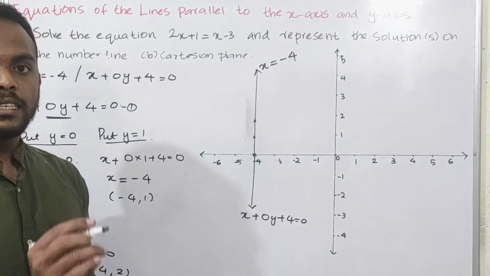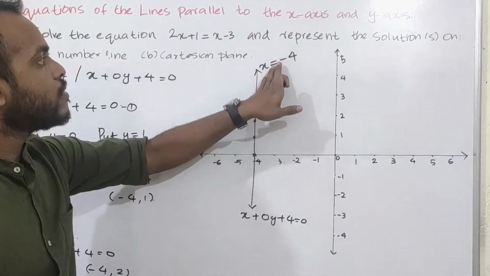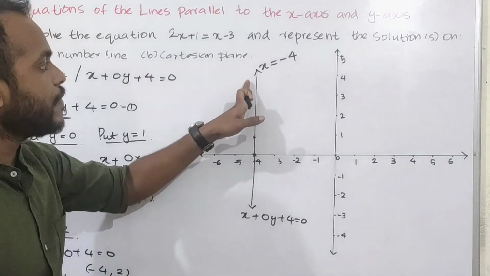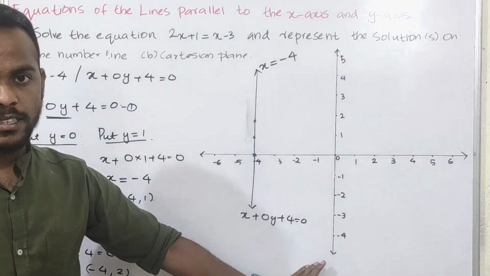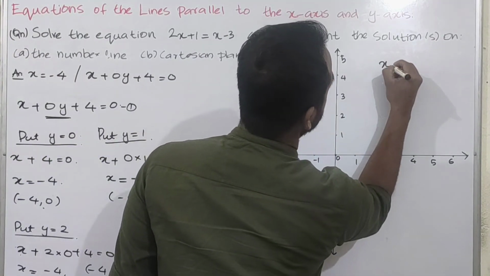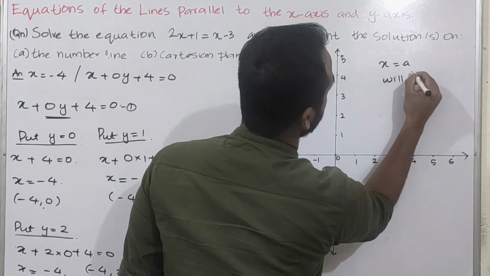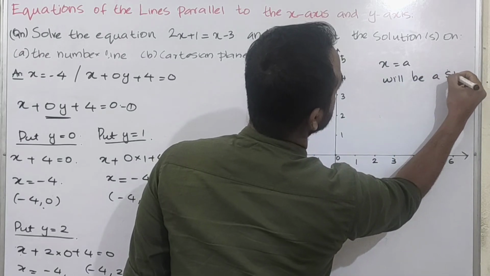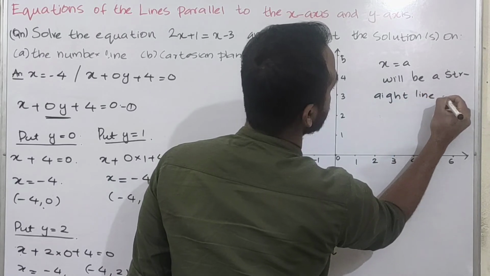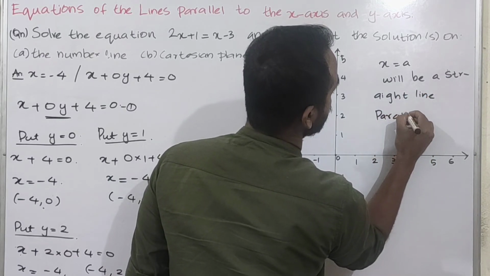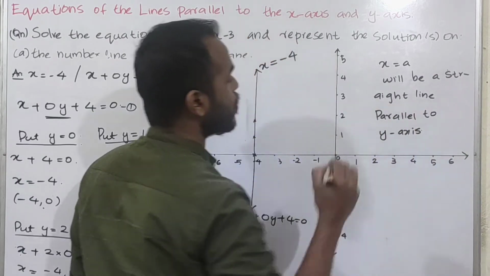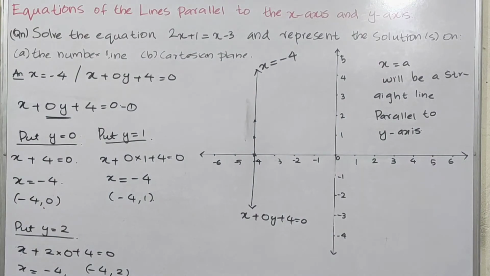Now here is a generalization. The graph of x is equal to a. Generally, x is equal to a will be parallel to the y axis. So we can write: the graph of x is equal to a will be a straight line parallel to the y axis. Now let's see one more question and we will generalize it together.